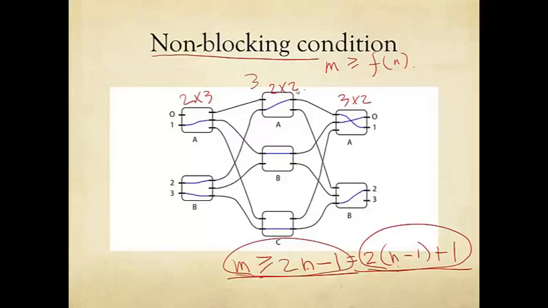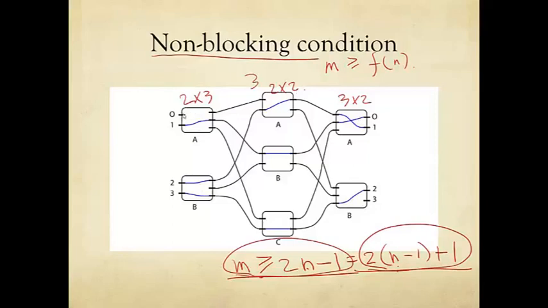So now what we want to do is to say that if I configure this Clos network in a certain way, denoted by the blue lines already, and then there's a new incoming traffic, how can I make sure that I can connect that new incoming traffic from its input port to the output port?